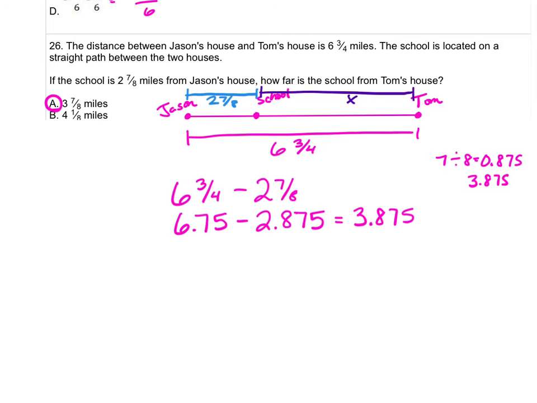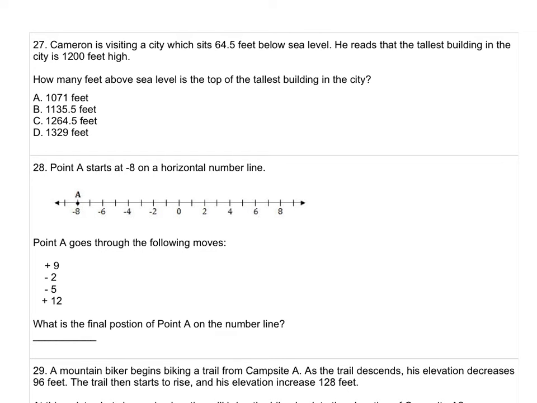So that does work. Number 27, Cameron is visiting a city which sits 64.5 feet below sea level. He reads that the tallest building in the city is 1,200 feet high. How many feet above sea level is the top of the tallest building in the city? Well, it starts at 64.5 feet below sea level, so I'm going to show that with a negative symbol. And then we're going to add 1,200 to that to reach the top of this building. And we'll go to a calculator.